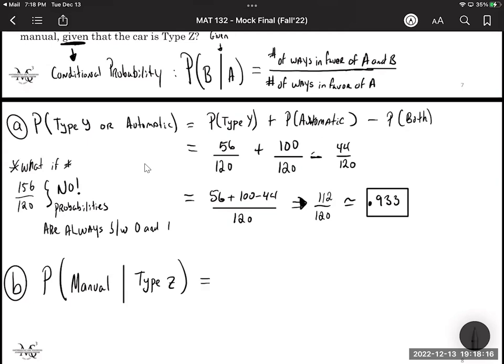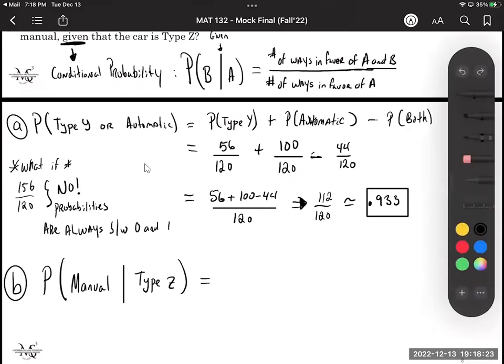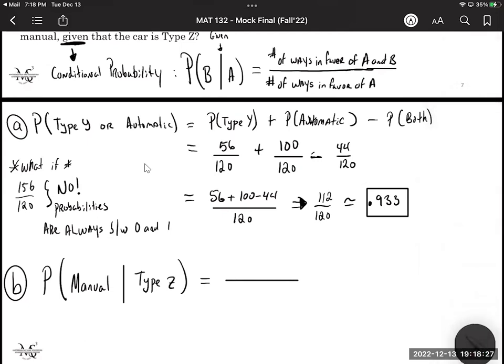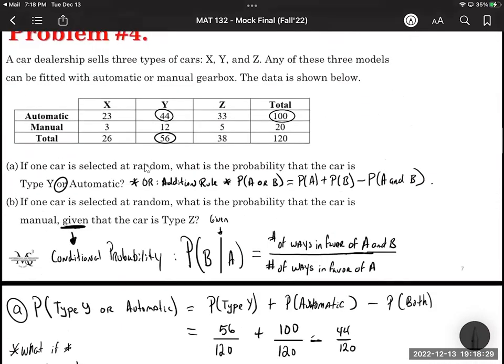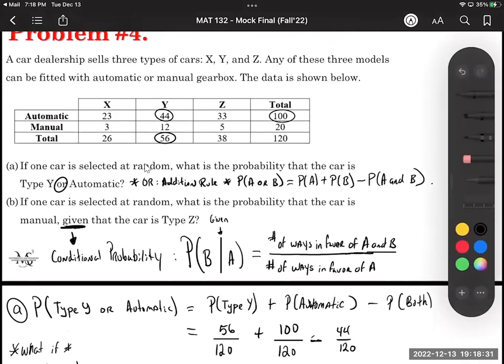So I go bottom up. I first figure out how many cars are type Z. And then out of that many cars that are type Z, how many of them are going to be manual? So let's look. How many type Z cars do we have?